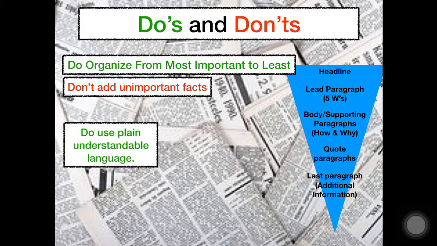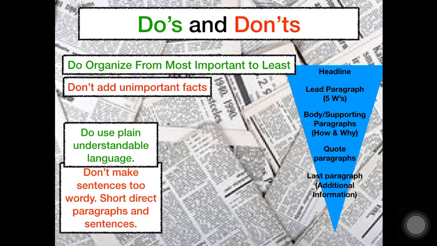Okay. Do use plain, understandable language. A newspaper article is not one of those places where you want to pull out some really big vocabulary that you've been learning, or show off how large your vocabulary is and how smart you are. You really want to just use plain, understandable language, because the everyday person is reading this. So don't make sentences too wordy and don't use too big of words. Stay with short, direct paragraphs and sentences.